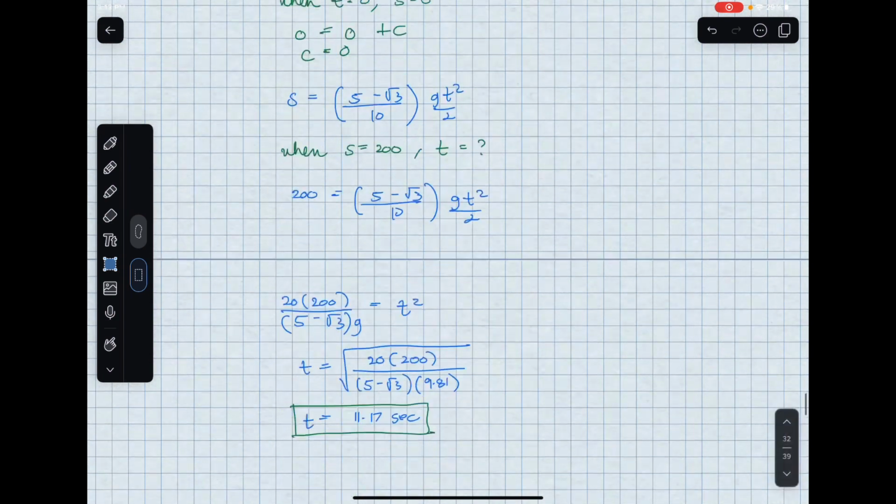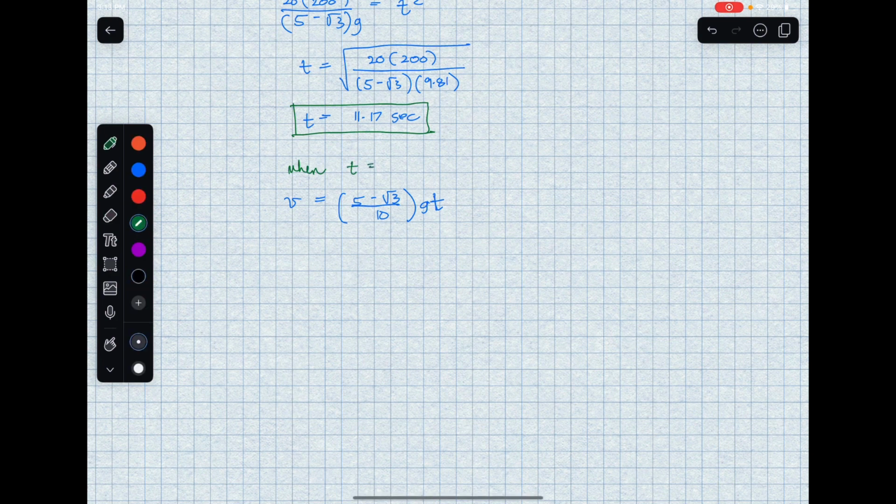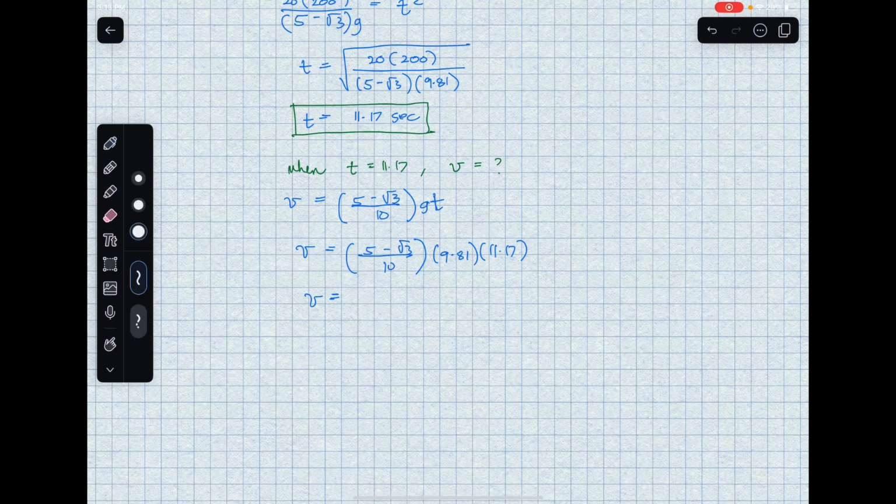So we just substitute. When t is 11.17, what would be the velocity? So v then would be (5 minus square root of 3) over 10 times g, where g is 9.81, and time is 11.17. So the velocity when it reaches the foot of the inclined plane is approximately 35.81 meters per second.